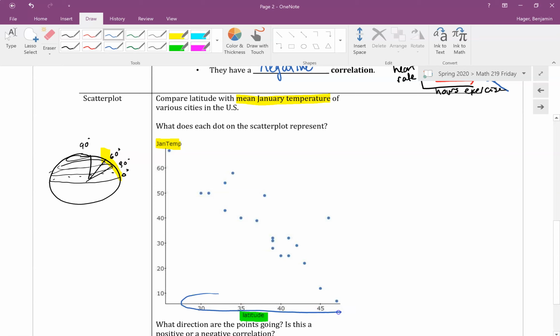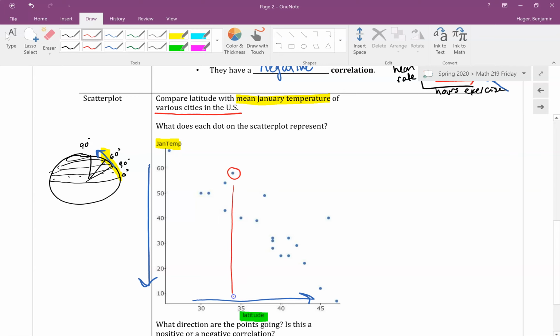As the latitudes are increasing, as the latitudes are going up, that means you're creeping your way closer and closer to the poles. That's making the temperatures go down. And so that's what we're seeing in these data points. And what each of these single data points represents is this is a random city in the US. This is their latitude on the globe, on planet Earth, and this is their average January temperature. So that's what each data point represents.